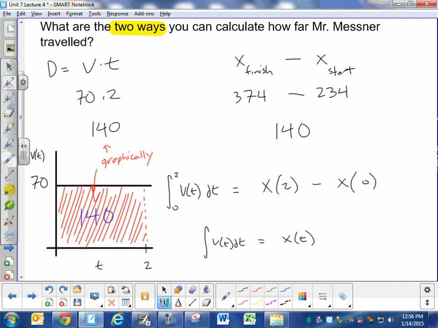Do we see the connection now? The area under the curve is not the antiderivative, but the change in my antiderivative over the interval. So maybe you're thinking, what are you talking about? This is just base times height. Why would I need to connect it here? I can just do 70 times 2.